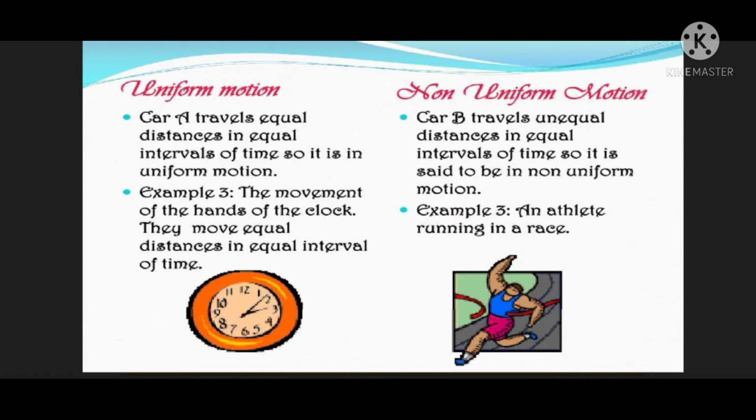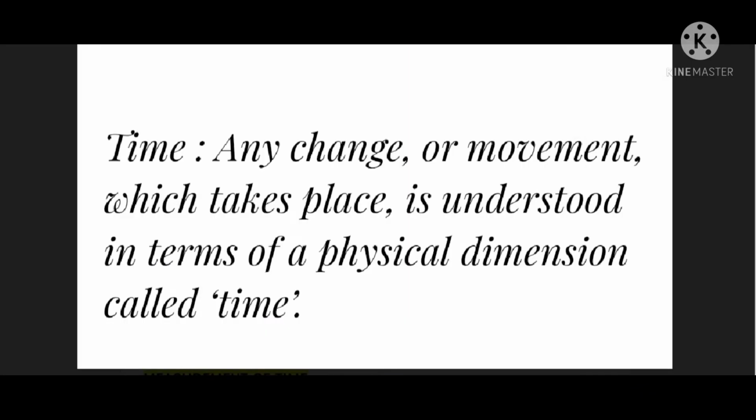Next is time. Any change or movement which takes place is understood in terms of a physical dimension called time. Time and change are often linked together. Some natural events like the solar or the lunar eclipse happen once in a while. Other natural events repeat themselves over a regular interval of time. We refer to such regularly repeating events as periodic events.